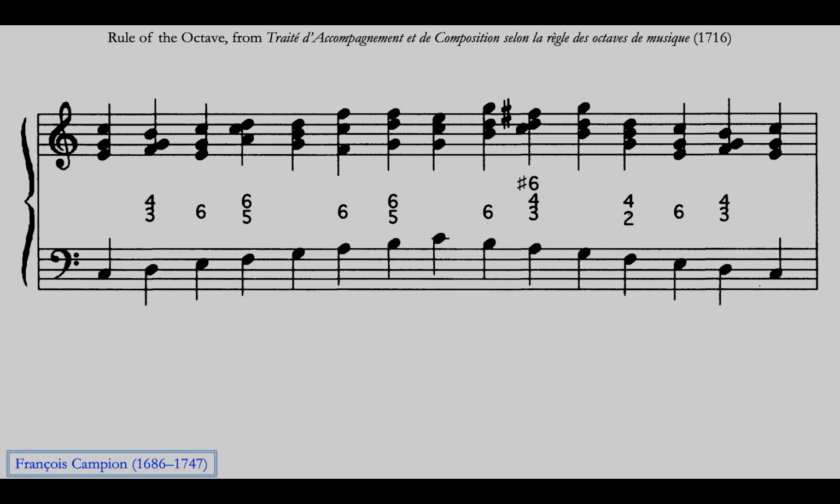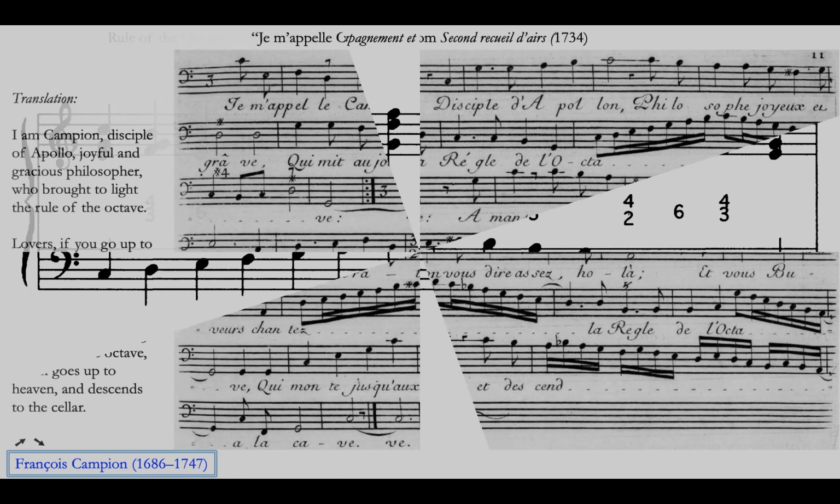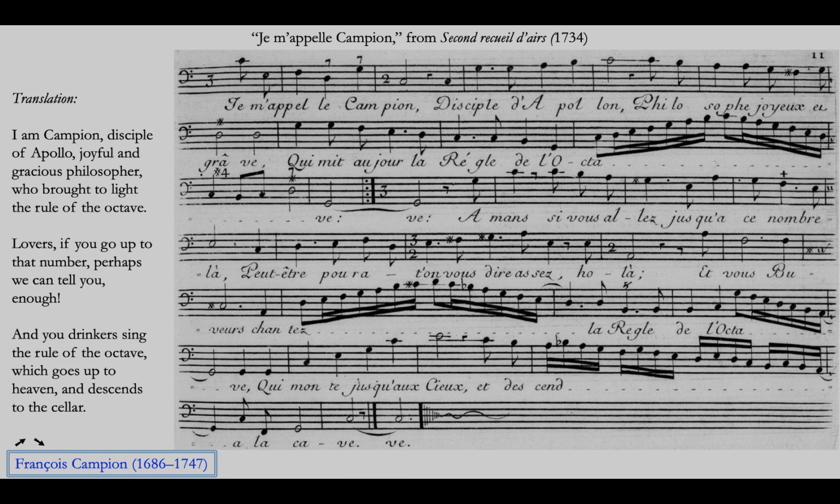Campion was in fact very proud of his achievement in popularizing the rule of the octave. He's so proud, in fact, that he even wrote a song about it. That's right, this is actually a song by Campion about how famous he is for having brought the rule of the octave to light, having popularized this as a way of thinking about harmony, improvisation, and composition.